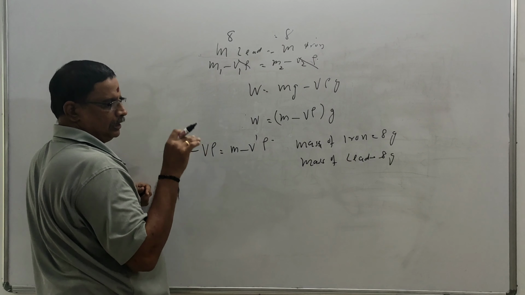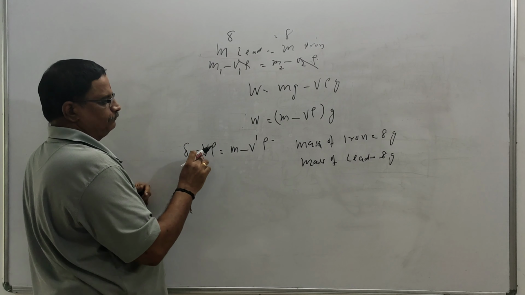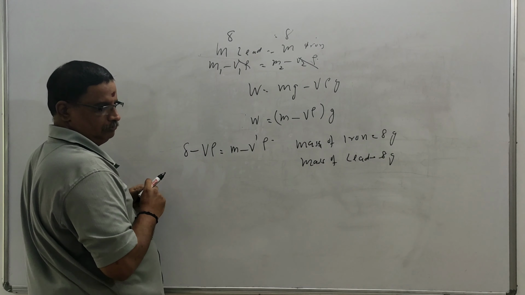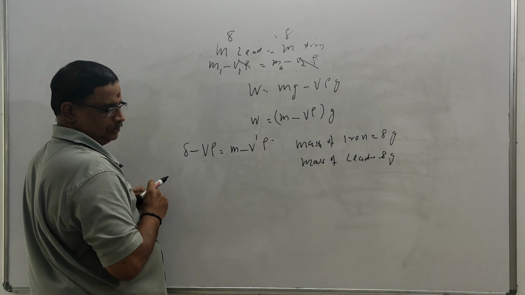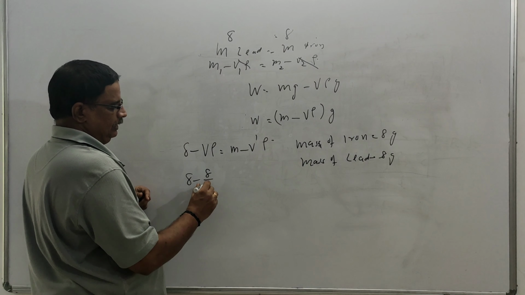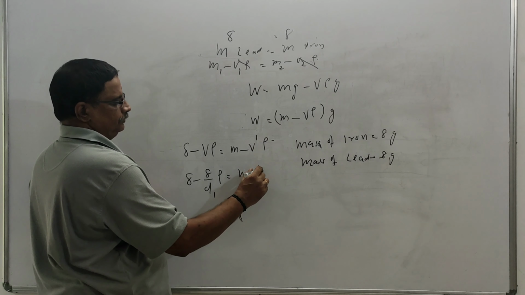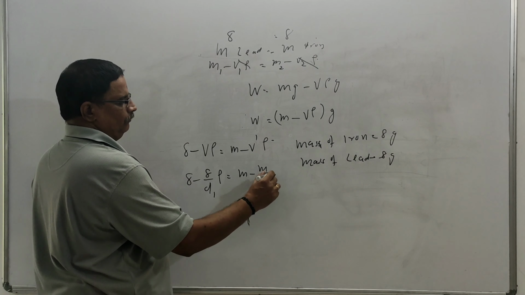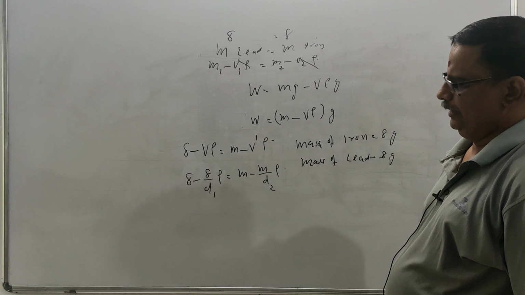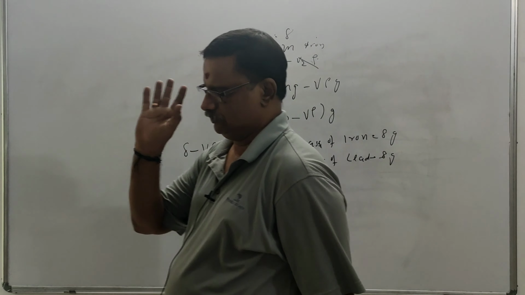But in water and other liquids, the situation is different. Why different? Because upthrust is different. Density of water is not negligible, so we have to consider the upthrust. So 8 minus 8 by d1 into rho should be equal to 8 minus 8 by d2 into rho. d1 is the density of iron, d2 the density of lead, rho is the density of water. So the rest is very simple.